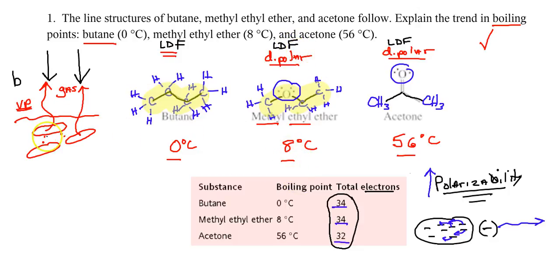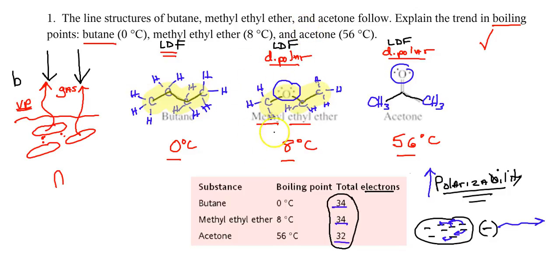Stronger attractive force means it won't vaporize as easily, which means it needs what? More energy or more heat to boil, and a higher boiling point. Okay, so that's the first thing I would say in terms of butane. The other two have an additional attractive force on top of the LDF.